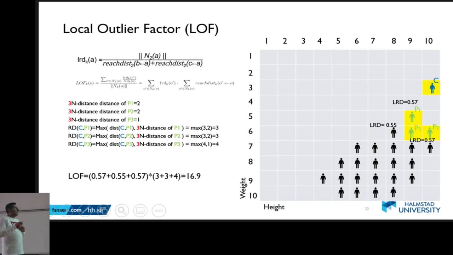Now we have LRDs for P1, P2, and P3. So we compute the 3N distance of P1. It's the first neighbor, second neighbor, third neighbor, so it becomes two. For P2, first, second, third neighbor, this one or this one, becomes two. For P3, first, second, third neighbor becomes one. So we put it in this. Then for computing the LOF of C, we sum the LRD of these three points in the KN distance of C, multiply by these three reachability distances, and it becomes 16.9, right?